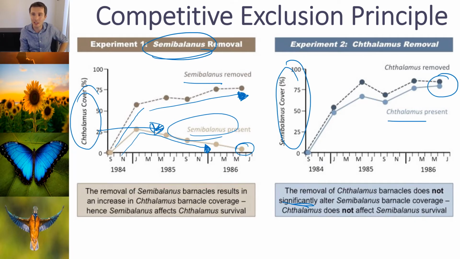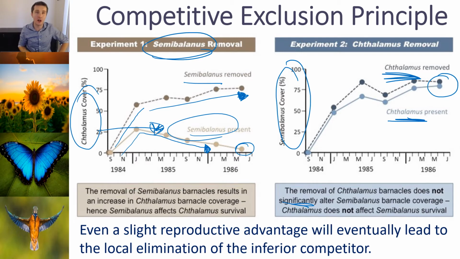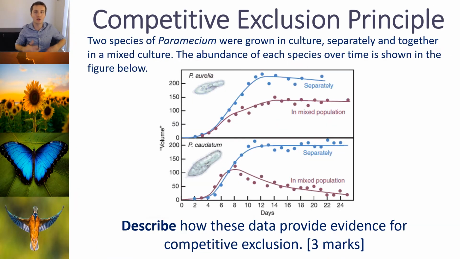So this one here is obviously the better competitor of the two, and it outcompetes the other barnacle, which is the idea. So you can see that even a slight reproductive advantage will eventually lead to the local elimination of the inferior competitor. It doesn't have to be a huge reproductive advantage, but if one can reproduce and produce more organisms faster than the other and have a greater survival rate, then as a result they'll eventually, over time, outcompete that other individual. And that data kind of shows that idea.